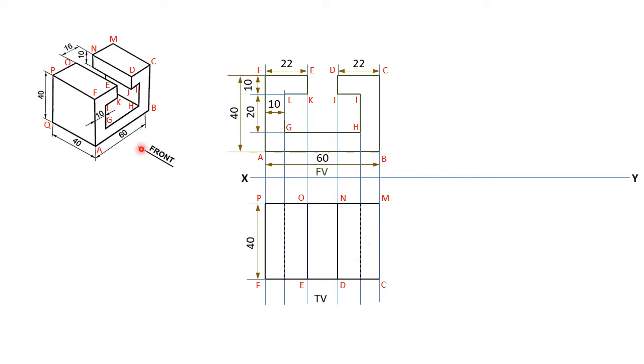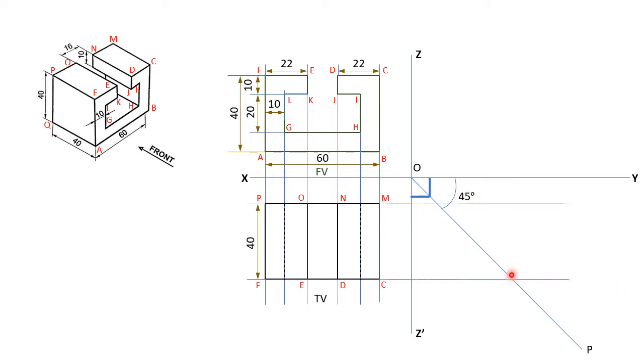Now to get the side view of this object, we'll draw one vertical reference line, that is ZZ dash, which intersects XY at O. Then we'll draw a line OP at a 45-degree angle to Z dash OY. Then we'll project the top view horizontally on the line OP. So this line is the projection of PM and this line is the projection of FC.